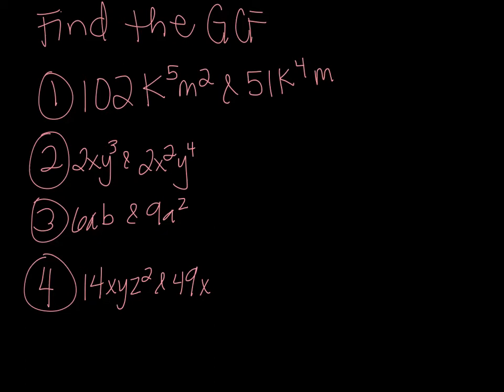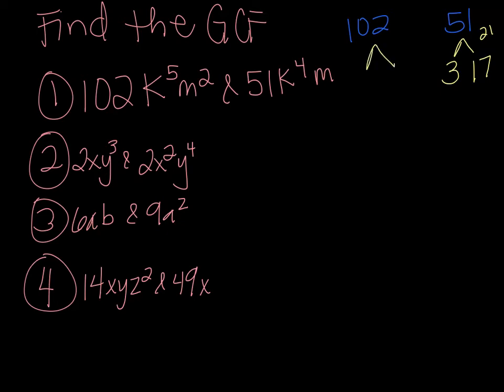Let's try an example together. The first step is to identify the coefficients. For number 1, our coefficients are 102 and 51. Now let's do the prime factorization of these. Let's start with 51. I'm going to start with 3. 3 goes into 5 one time. 5 minus 3 is 2. We have a remainder of 21. 3 goes into 21 7 times. So we see that 17 times 3 is equal to 51.